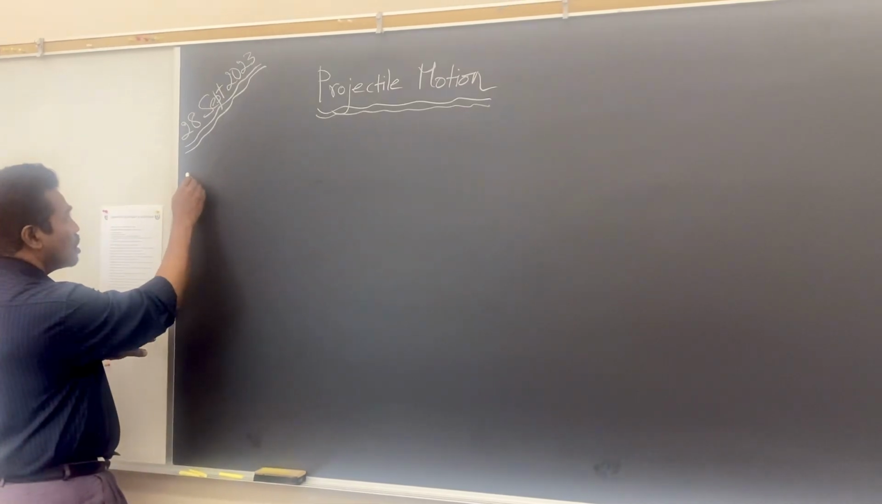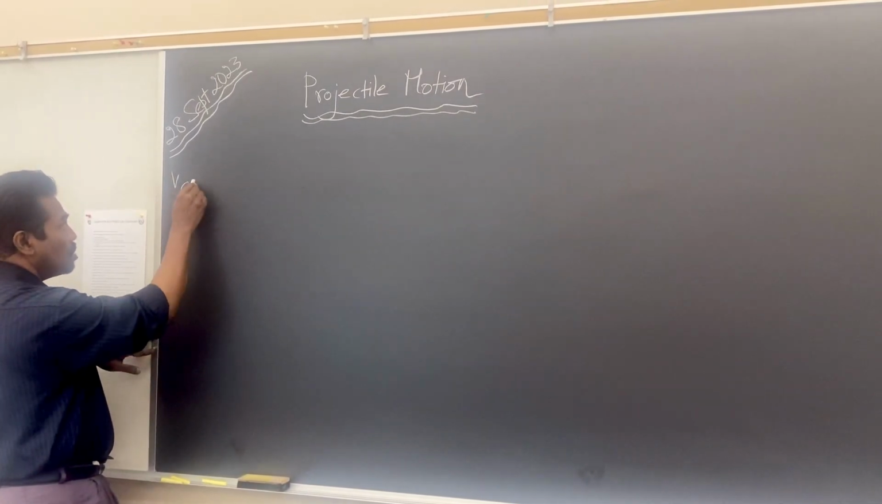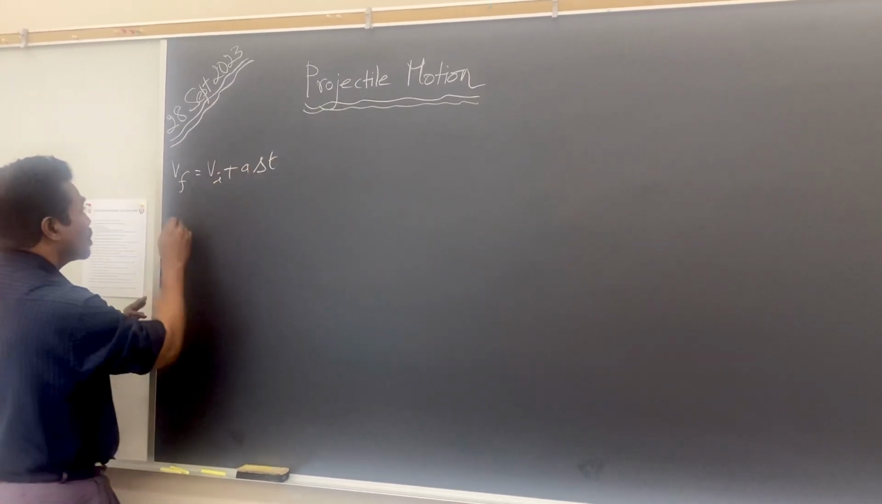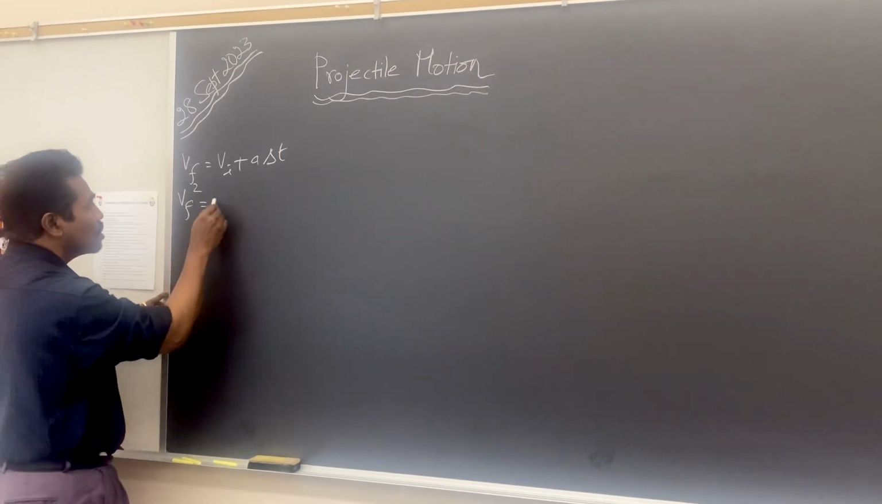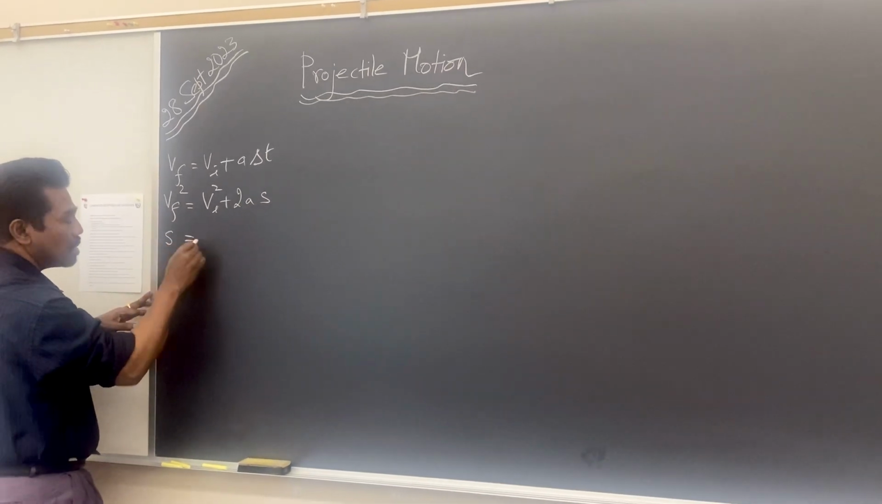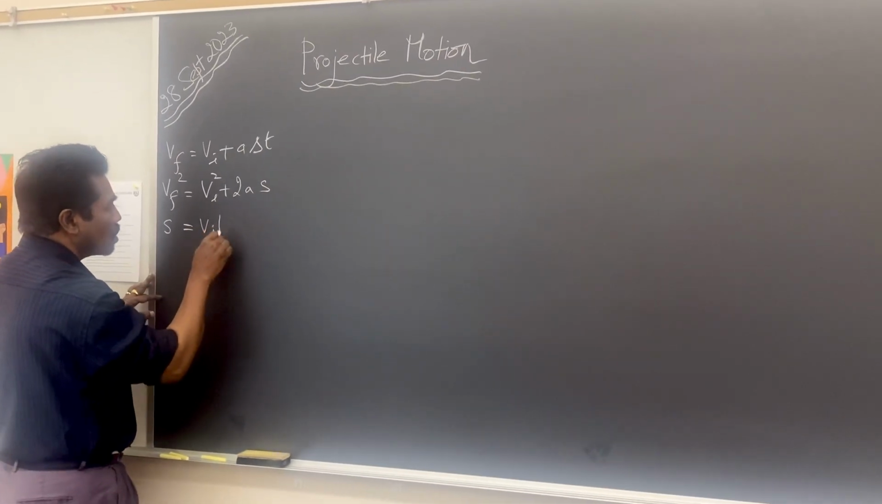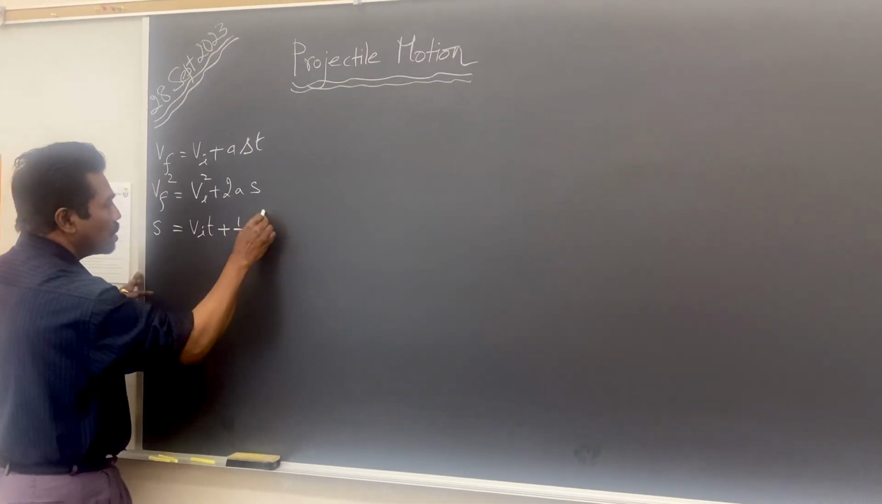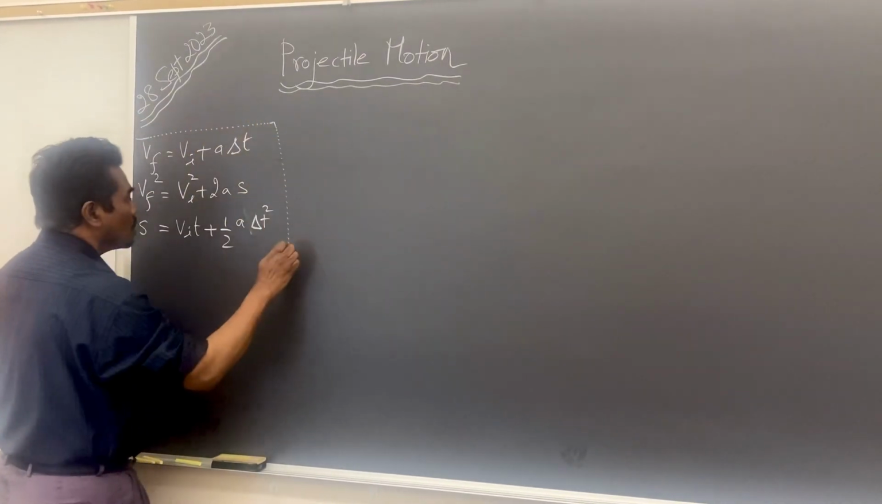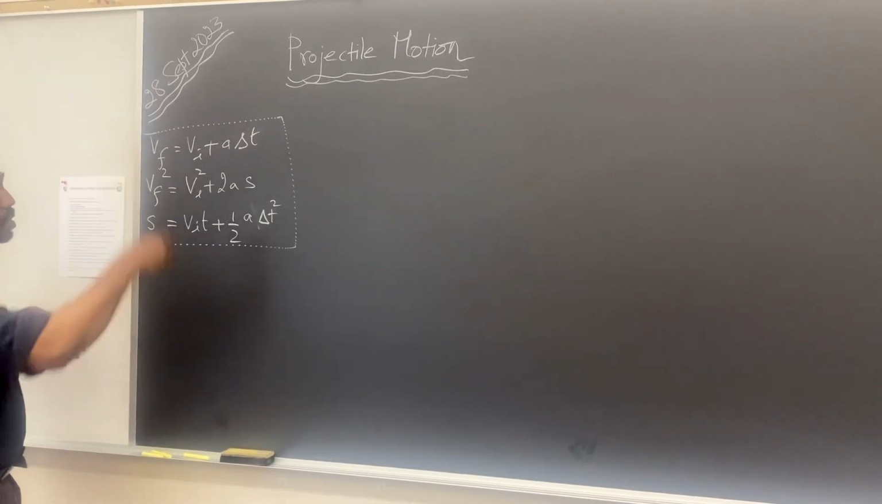Today we are going to study projectile motion. To learn about projectiles, we must first know Newton's equations of motion. There are a few equations of motion available: final velocity, Vf squared equals Vi squared plus 2As, and the distance s equals Vi t plus half a t square, that means delta t square. These are the three important equations which will be used in projectile motion.